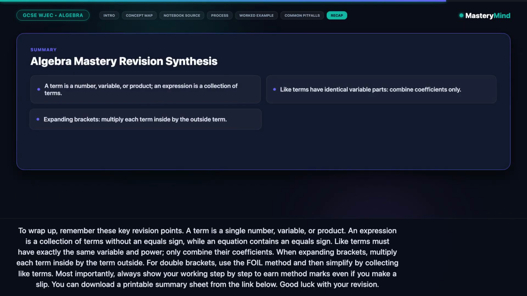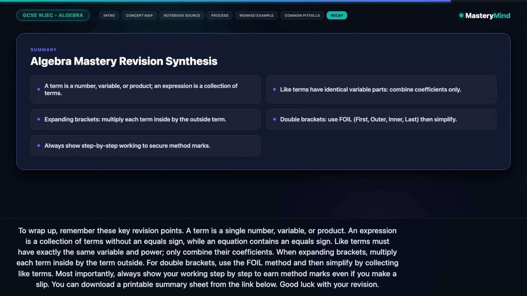To wrap up, remember these key revision points. A term is a single number, variable, or product. An expression is a collection of terms without an equal sign, while an equation contains an equal sign. Like terms must have exactly the same variable and power, and you only combine their coefficients. When expanding brackets, multiply each term inside by the term outside. For double brackets, use the FOIL method and then simplify by collecting like terms. Most importantly, always show your working step by step to earn method marks even if you make a slip.